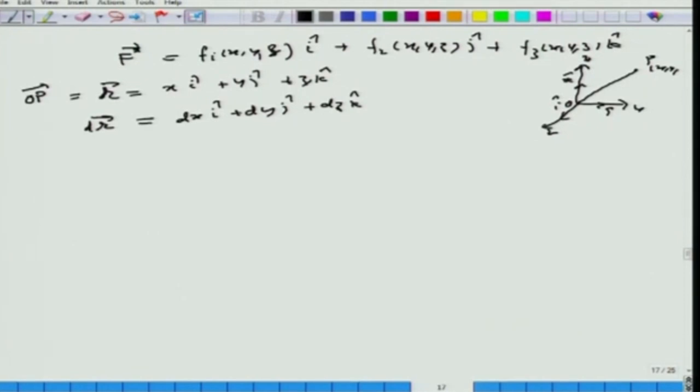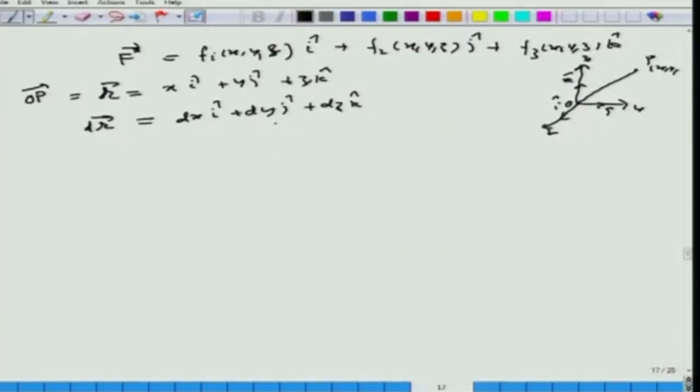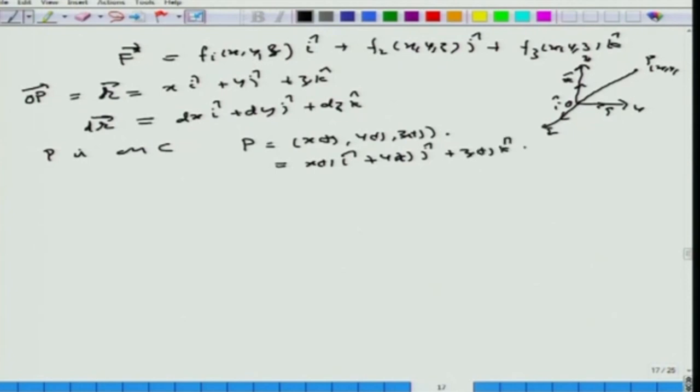Now, if x, y, z are parameterized by parameter t, so that the point x, y, z is lying on a curve, then this r will be a function of t, and so we can have dr over dt as dx over dt i, dy over dt. If p is on C, that means p is x(t), y(t), z(t), another notation can be x(t) i plus y(t) j plus z(t) k, then we can see that this dr by dt, the tangent vector at the point p on the curve, will be given by dx by dt i plus dy by dt j plus dz by dt k.